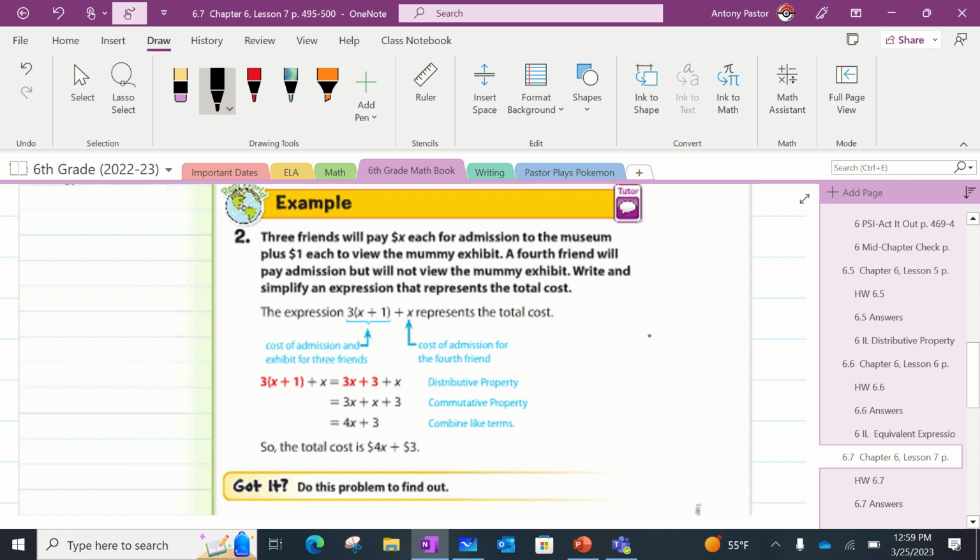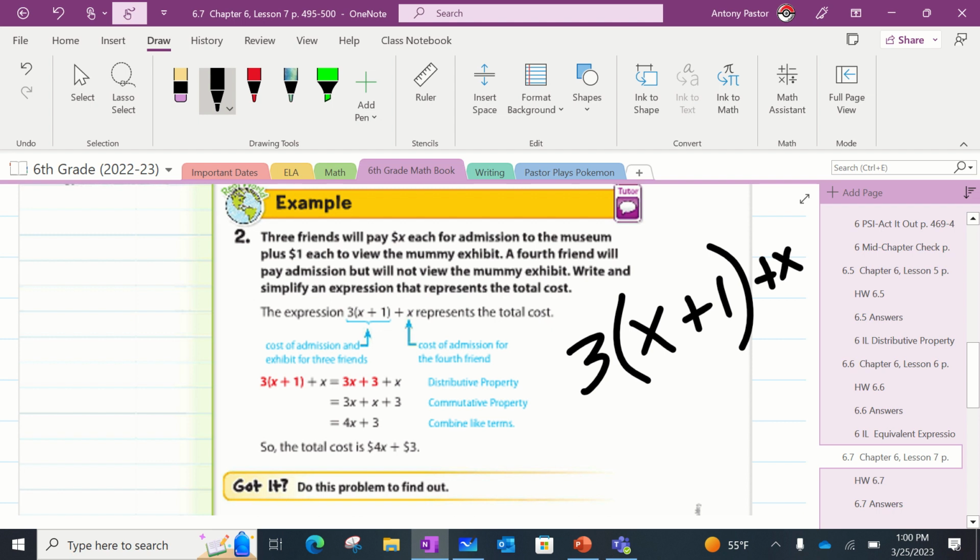Now look at this part here. We're going to go ahead and change the color of our highlighter. Cost of admission and exhibit for 3 friends. So 3 friends are going to go into the museum, so they have to pay the X dollars. Hence why it's 3 on the outside. The letter X represents the total cost of the museum ticket, plus $1 because they're paying $1 to see the mummy. The other friend is just paying to get into the museum, which is X. X represents the cost of the ticket for the museum.